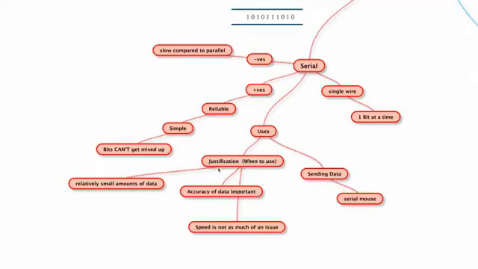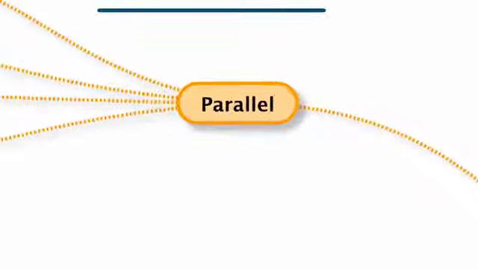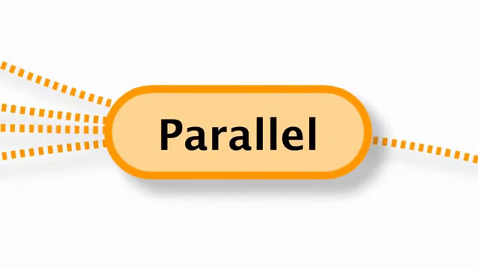We'd usually use it, justification of use, when there are relatively small amounts of data, the accuracy of data is important and the speed is not as much of an issue. The positives are it's reliable, it's simple, and the bits can't get mixed up because they're only going down one at a time, so you couldn't have one of these bits jumping ahead of another one. The negative though is that because we're only sending one bit at a time, it is slow compared to parallel.